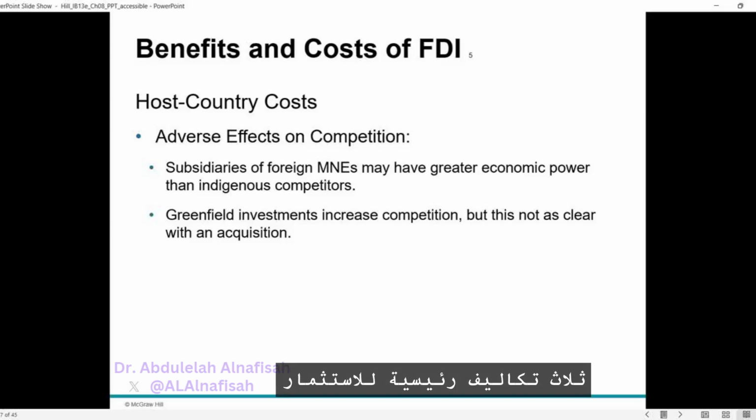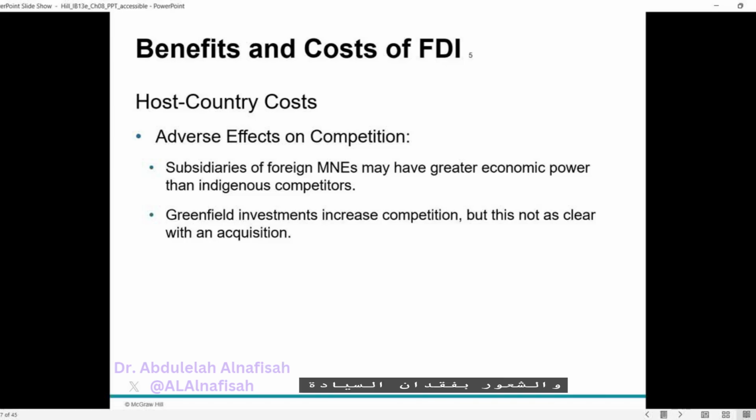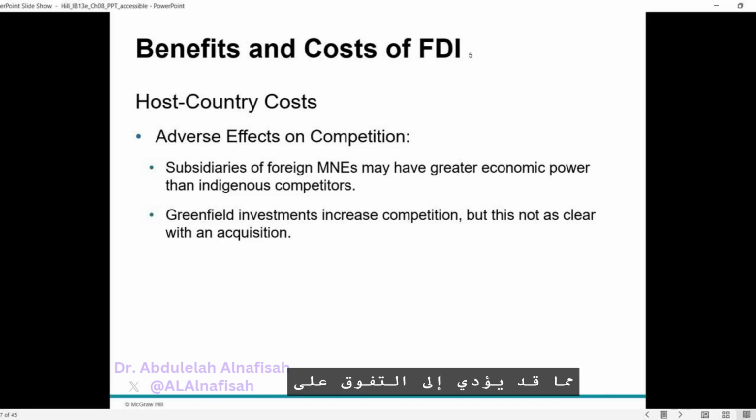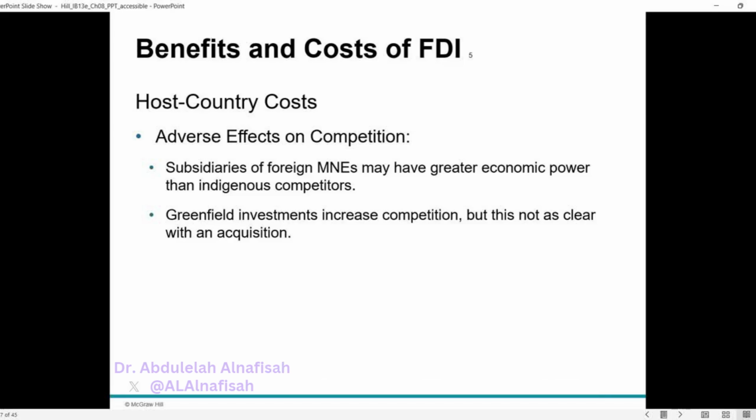Three key costs of foreign direct investment, FDI, for host countries include concerns regarding adverse effects on competition within the host nation, impacts on the balance of payments, and perceived loss of national sovereignty and autonomy. Adverse effects on competition: host governments may fear that foreign MNE subsidiaries possess significant economic power, potentially outcompeting local firms. This concern is amplified in nations with few large domestic firms.